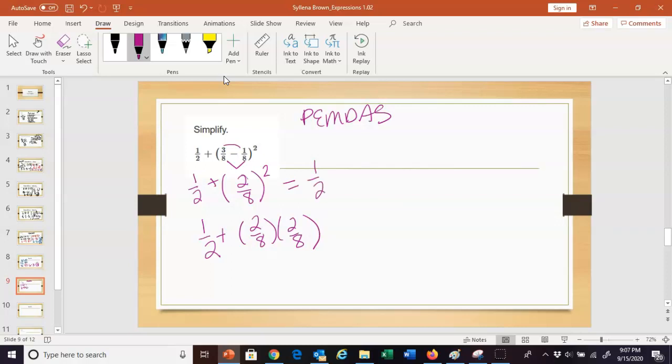Or we could have done this. 2/8 reduces to 1/4 because 2 goes into 2 one time and 2 goes into 8 4 times. I hope this is not confusing you, this part. I just kind of wanted to show you both ways. You can reduce this fraction first, like we did here, or you can just go ahead and write it down and we'll reduce it at the end.